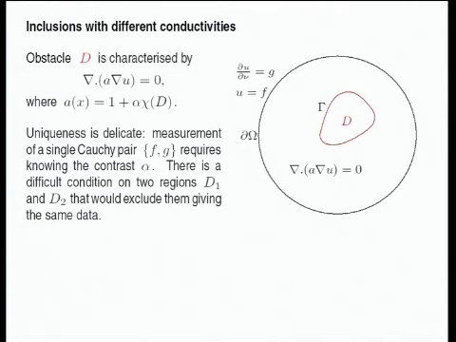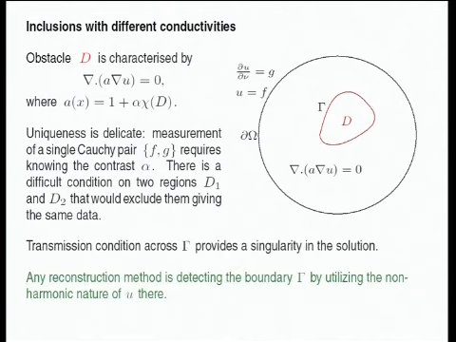from that. And of course, the answer here depends on what you put in, and I won't go into that anymore. Again, there's a transmission condition now across this, and there's a jump discontinuity in the derivative by my assumption of contrast. Again, a singularity inside, and any reconstruction method is in fact going to detect a boundary in some way or other by utilizing the non-harmonic nature of U there. Okay?